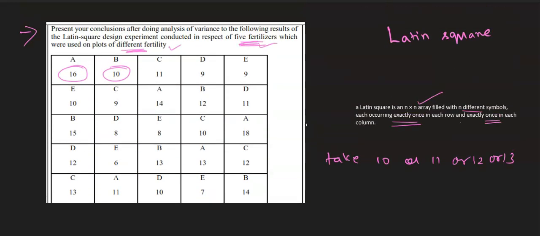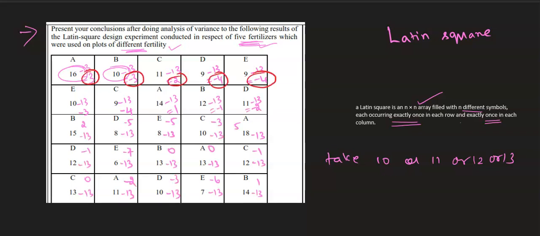For example, 16 I will write here. It's 16 minus 13 if I take, so this will become 3. Okay. 10 minus 13, so this will become minus 3. 11 minus 13, this will become minus 2. 9 minus 13, minus 4. Again here 9 minus 13, minus 4. Similarly, we can write for others. 10 minus 13, minus 3. 9 minus 13, same, minus 4. 14 minus 13, 1. Let me write for all columns and rows.